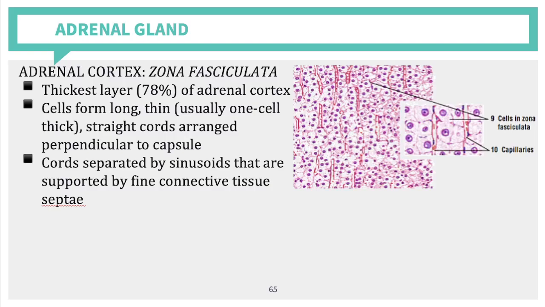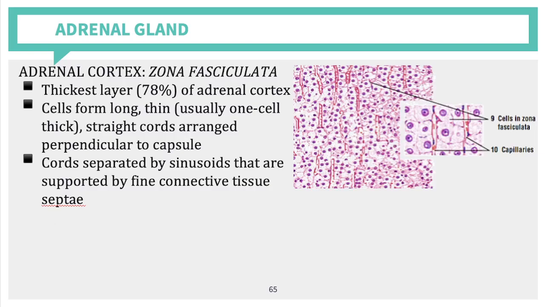Now, let's have your zona fasciculata. Zona fasciculata, thickest layer. This is the thickest layer of your adrenal cortex. Cells form long, thin, usually one cell thick, straight cords arranged perpendicular to your capsule. The cords are separated by sinusoids that are supported by a fine connective tissue.